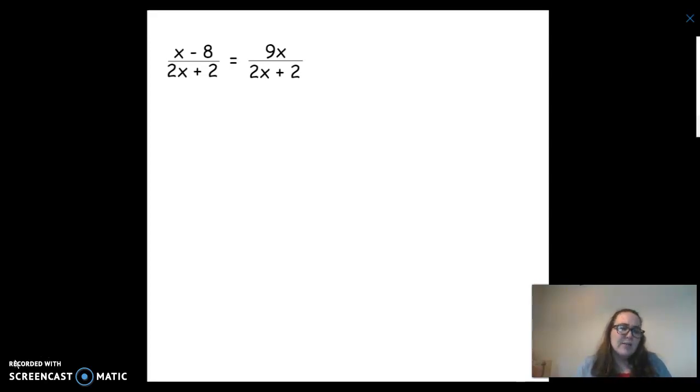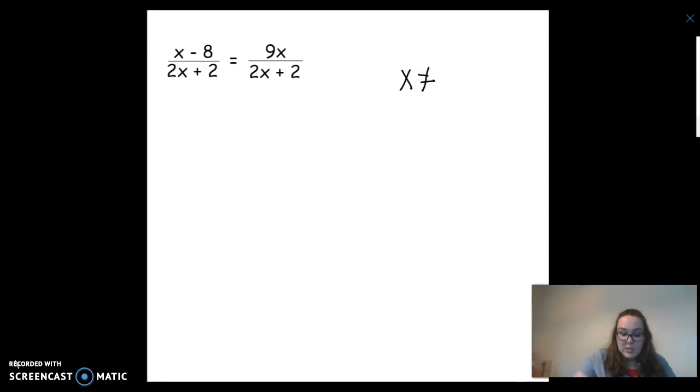How about I try this again? x minus 8 over 2x plus 2 equals 9x over 2x plus 2. And I'm going to say again, what can x not equal first? I do this first because that's going to save me some time at the end. And I want to do it at the beginning because it's for the beginning of the problem when it matters what x cannot be.